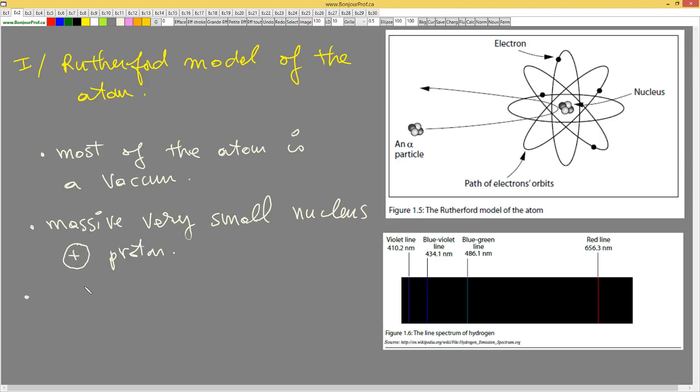And what he found out also, he said, look, there are electrons. These electrons are orbiting the nucleus like planets are orbiting the sun. So these are electrons here, and the nucleus is positive here. And the electrons are orbiting the nucleus.